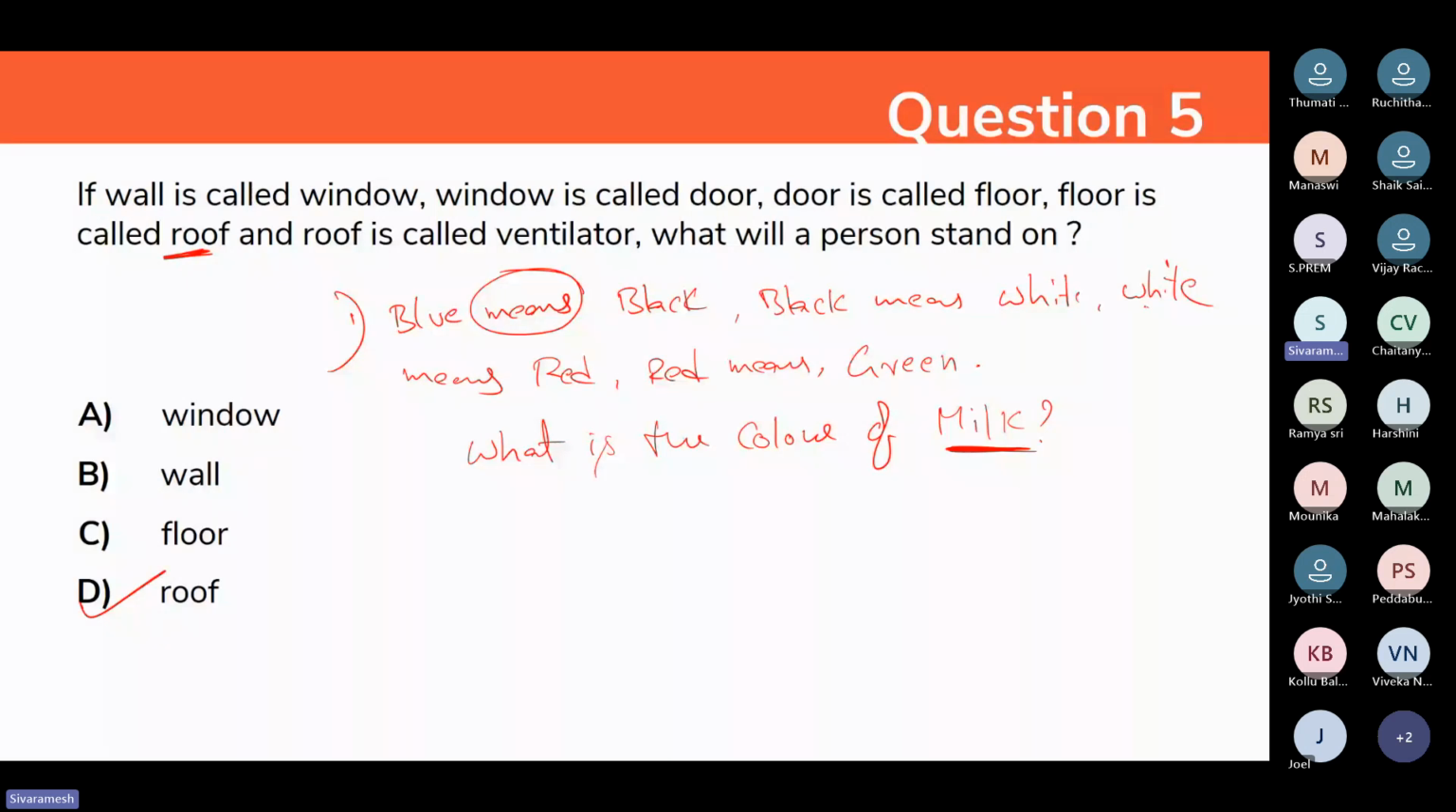Actually, red is the wrong answer. I'll tell you the reason. When you see the word "means", here black means white.